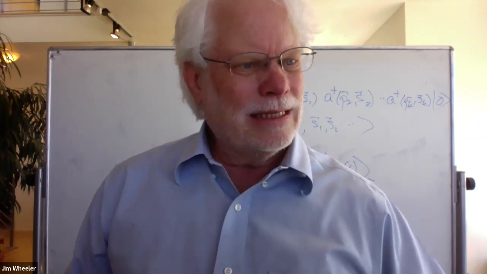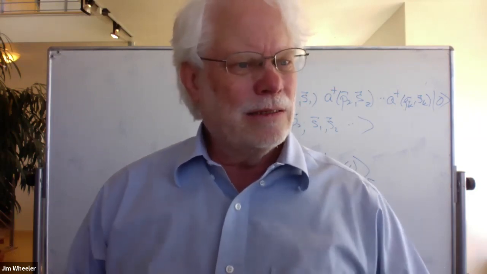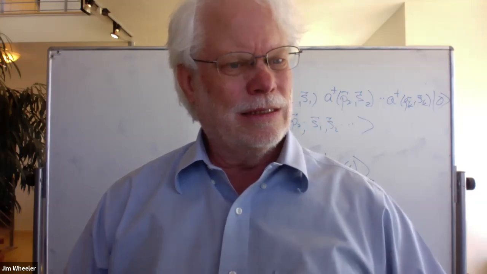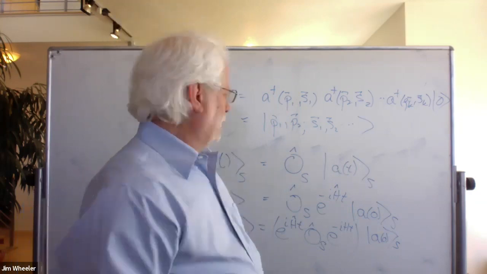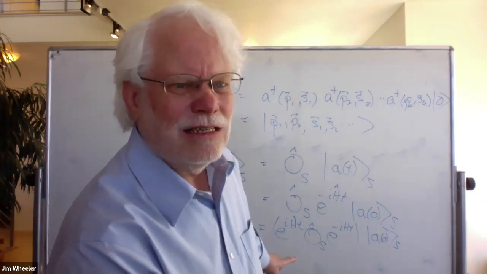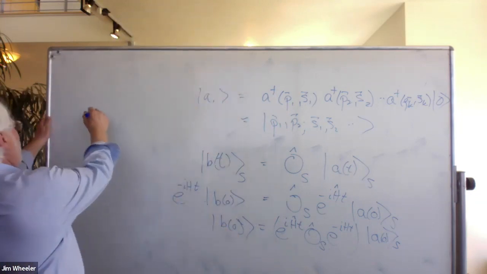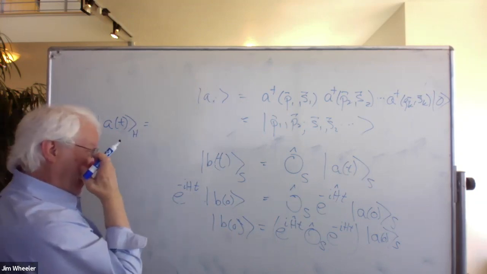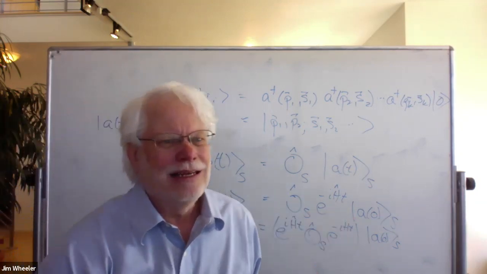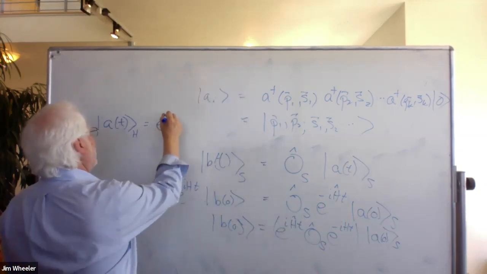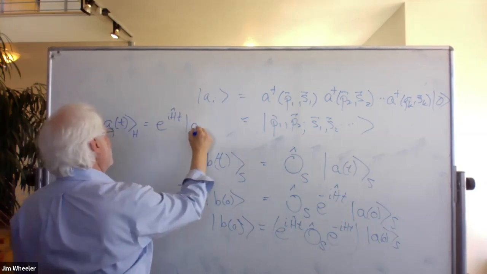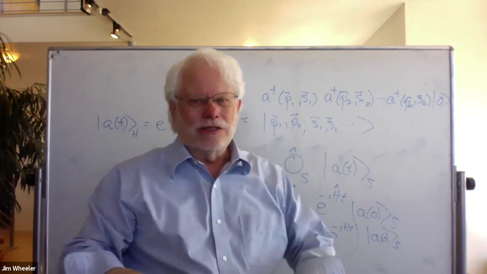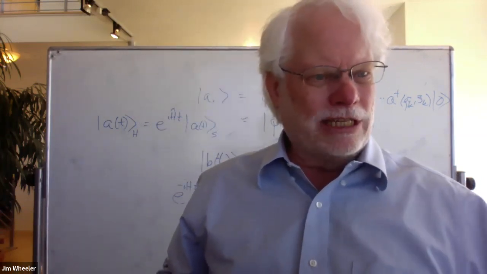And let's see. How does this go? Hang on, let's see. So the Heisenberg states are given by undoing this transformation. So we're gonna act with e to the plus iHt on the Schrodinger state, which may or may not depend on time intrinsically. It could be that these states or these operators have some independent time dependence built into them.